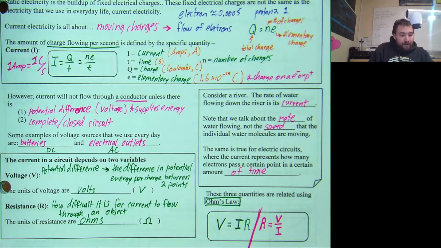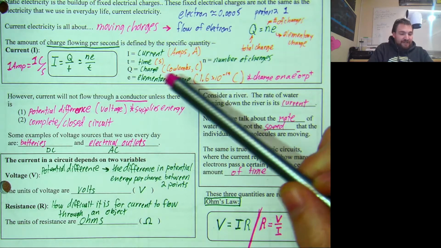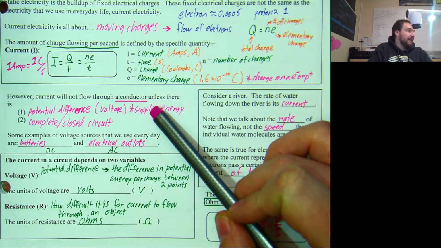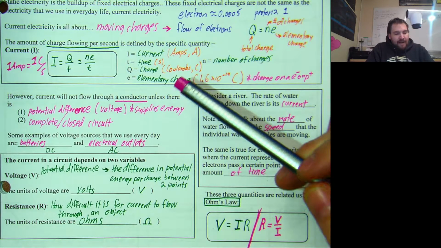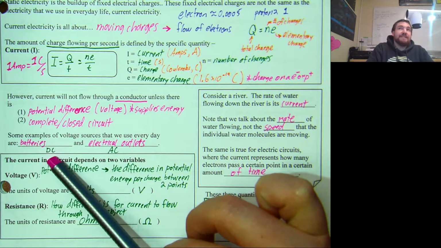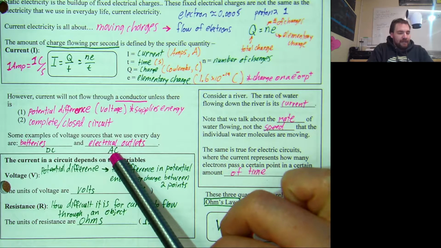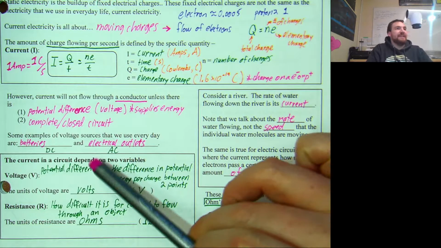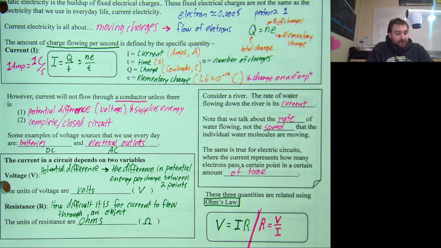Then we were talking about current flowing through a conductor unless there is a potential difference, which we also call the voltage. This is the thing that supplies the energy, whether it's a battery or whether it's a socket in the wall. These two different things, batteries provide DC current, electrical outlets provide AC current. As far as how they behave and what you guys are going to do with them, there is no fundamental difference. Once you get into applications of this stuff, you might start to address places where you have to take into account the fact that they're different, but largely we don't.